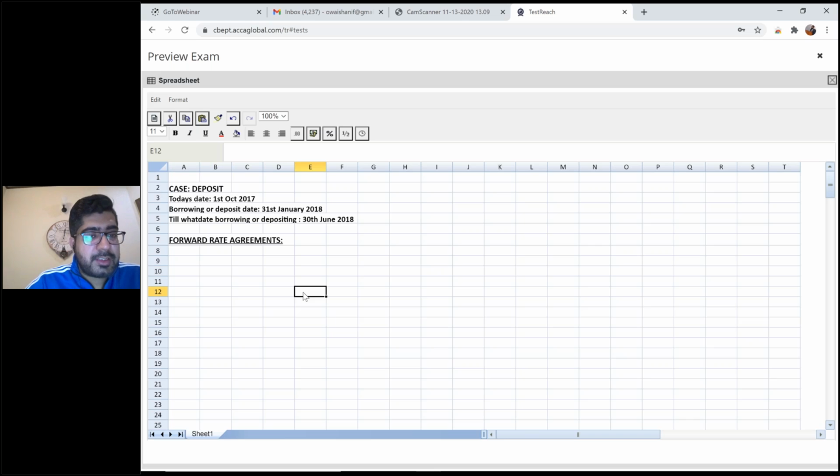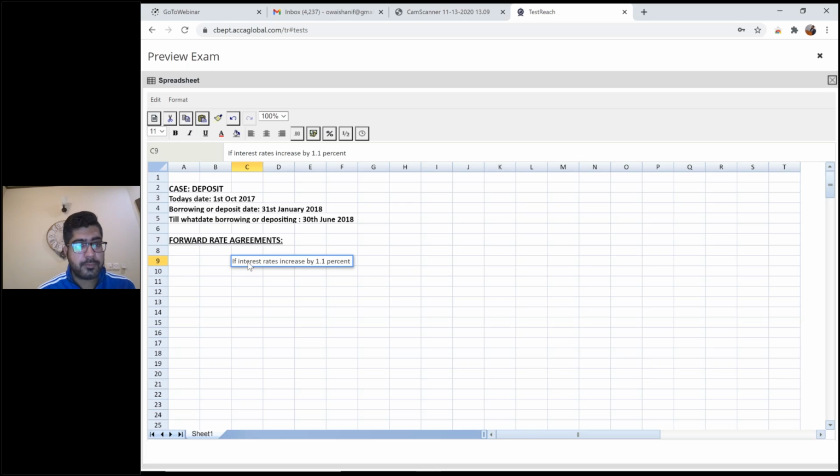So let's start forward rate agreements, and you have to work on 2 cases. The first case, if interest rates increase by 1.1%, okay, and second case, if interest rates decrease by 0.6%.